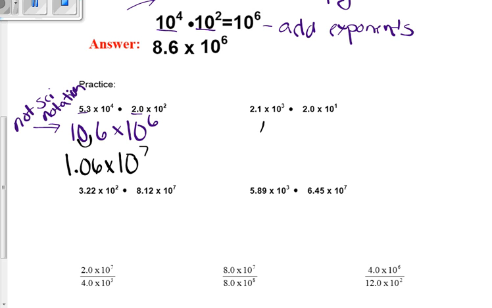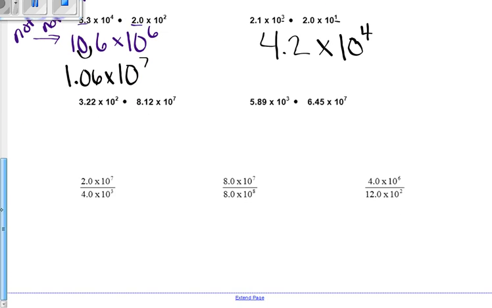All right, let's try another one. 2.1 times 2 becomes 4.2 times 10. 3 plus 1 is 4. This is written in scientific notation, so I'm good to go. Our next one: 3.22 times 8.12, and that's going to be 26.1464 times 10 to the ninth, because 2 plus 7 is 9.